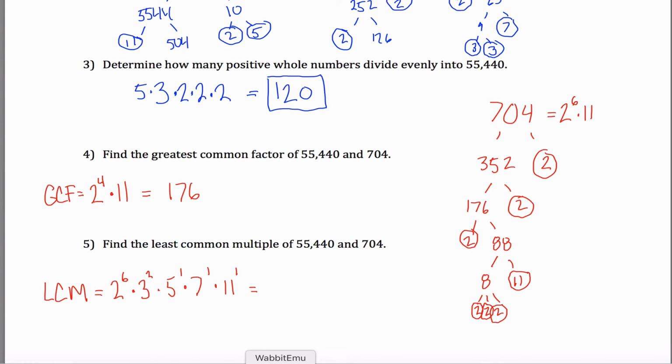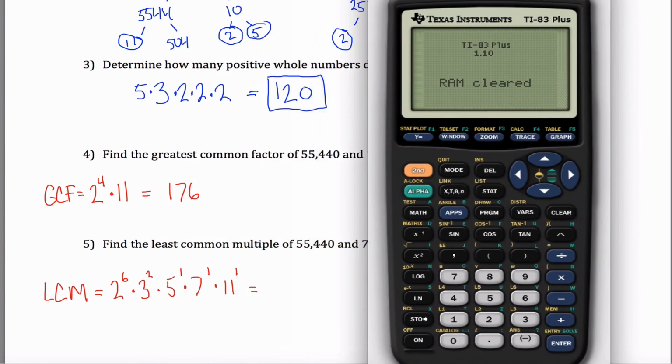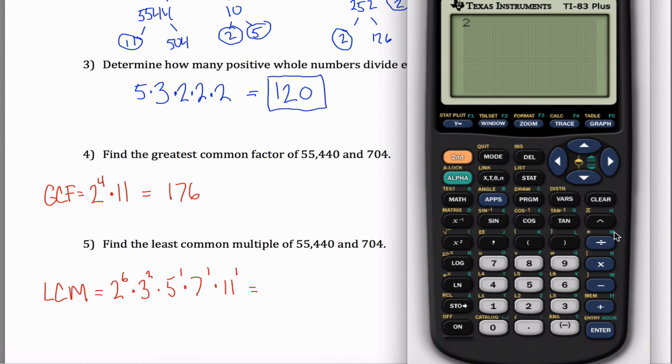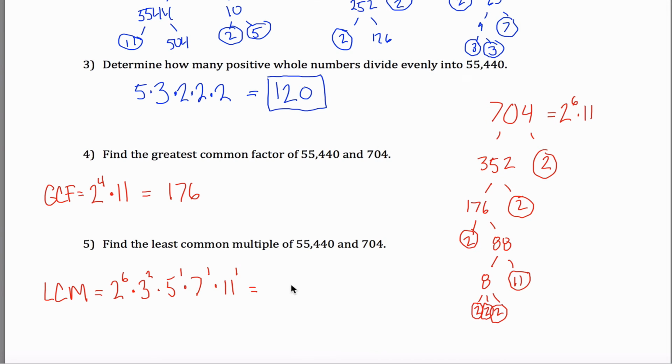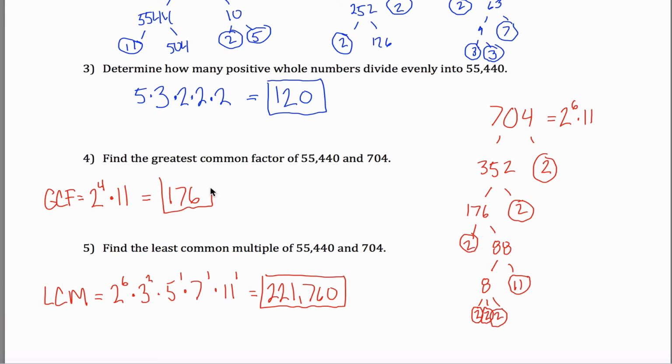And if I multiply together all those numbers, which I cannot do in my head, but I could do with the calculator, I have 2 to the 6th power is 64 times 3 squared. Well, 3 squared is 9. And times 5 times 7 times 11. And I get this huge number, 221,760. And so what that represents is the least common multiple of these two numbers. And that's the last question on the quiz, so I suppose I could end these video solutions here.